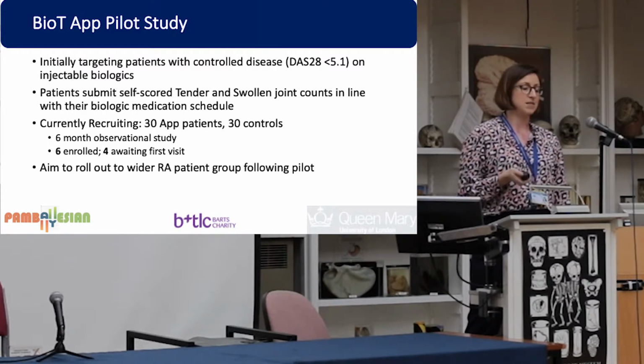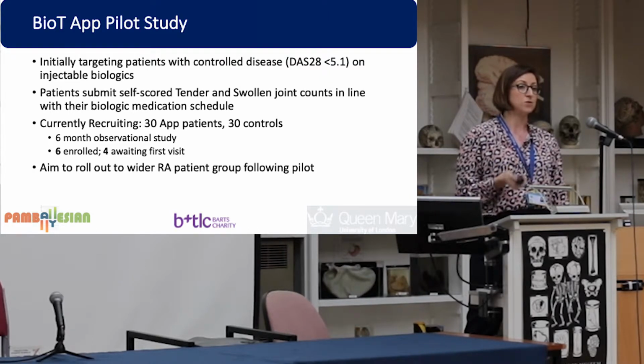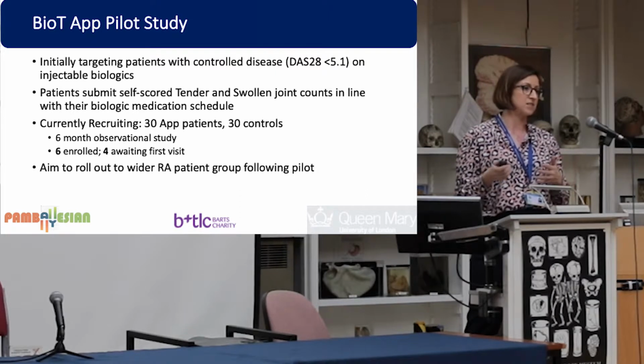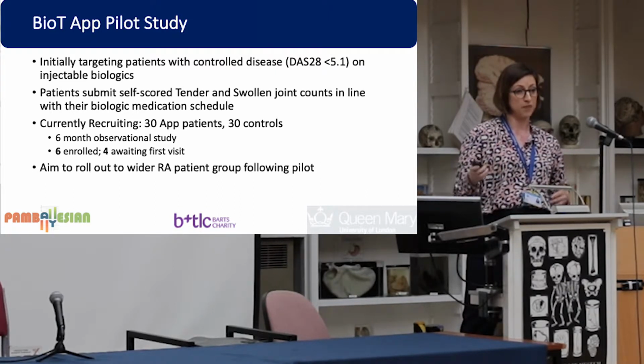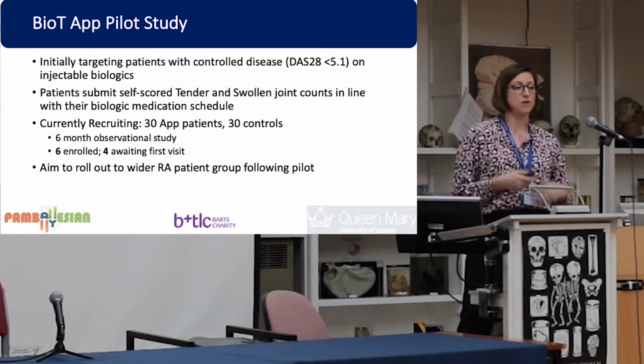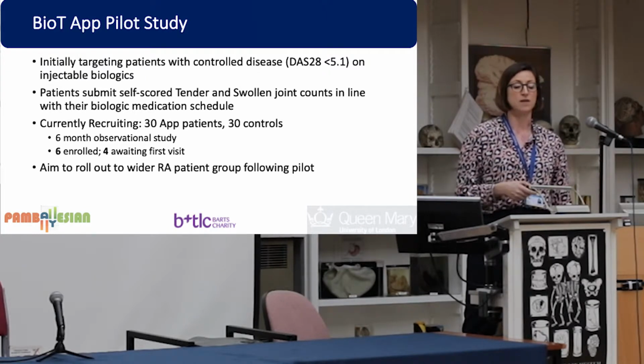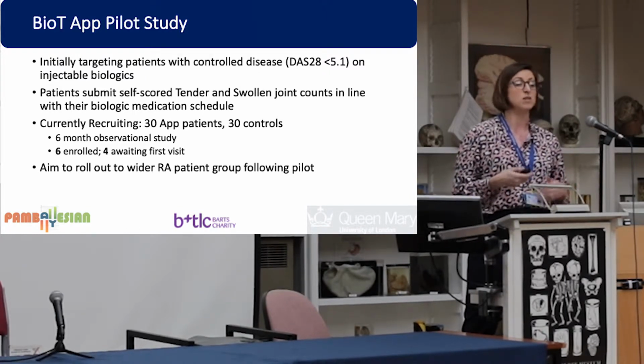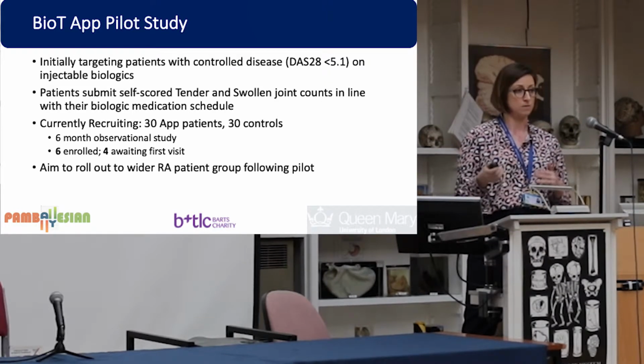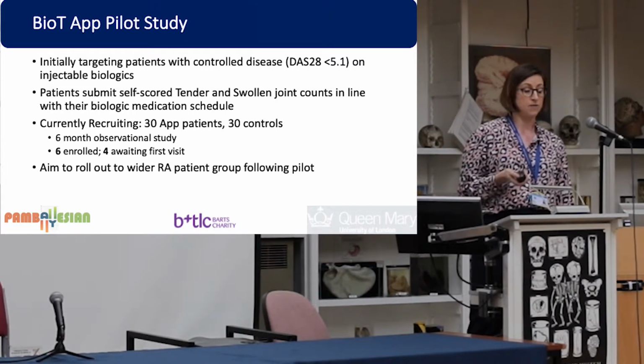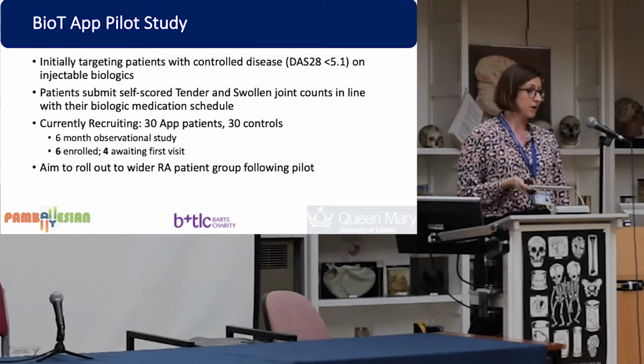Patients submit self-scored tender and swollen joint counts in line with their biologic schedule. Biologic injectables tend to be anywhere from a week to monthly, so every time they inject their drug, they are prompted to input a joint count, and that is combined with their bloods. They do their inflammatory markers monthly, and we input that data to give them a full DAS score.